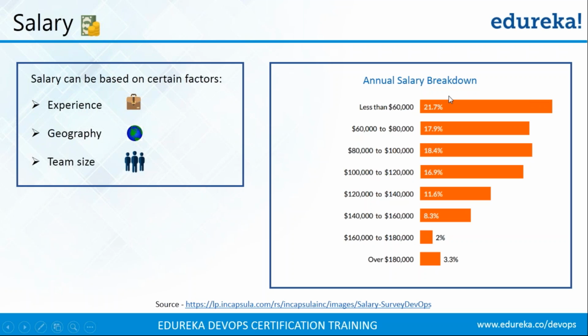They have done a survey, and the graph that you see here shows the stats of the 2016 DevOps survey that they did on DevOps engineers. So this is actually the money that a DevOps engineer is earning. This is the annual salary breakdown of all the DevOps practitioners, and I have just picked out the salaries of a DevOps engineer in particular. You can see that 21.7% of people are earning less than $60,000, 17.9% are earning from $60,000 to $80,000, 18.4% are earning from $80,000 to $100,000, and 16.9% are earning from $100,000 to $120,000, and you can just check out the rest of them.